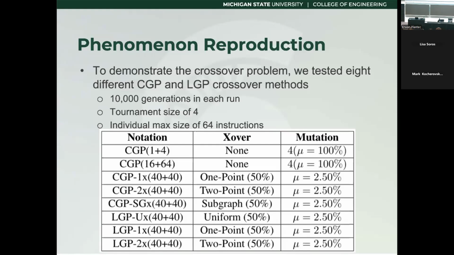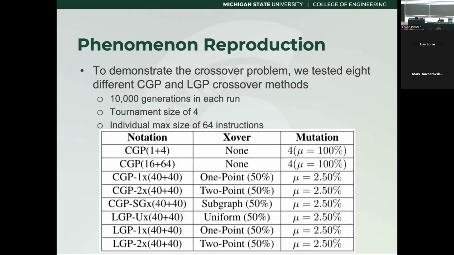In the subgraph method, you are trying to only swap over non-intronic nodes. That is to say, the only nodes that actually move between individuals are those that will be activated, and the individual is also rewired to ensure continuity between the two halves. And then uniform linear genetic programming. So we take half of each parent and combine them together, and the rejected halves become the second child. 1 point linear GP and 2 point linear GP.